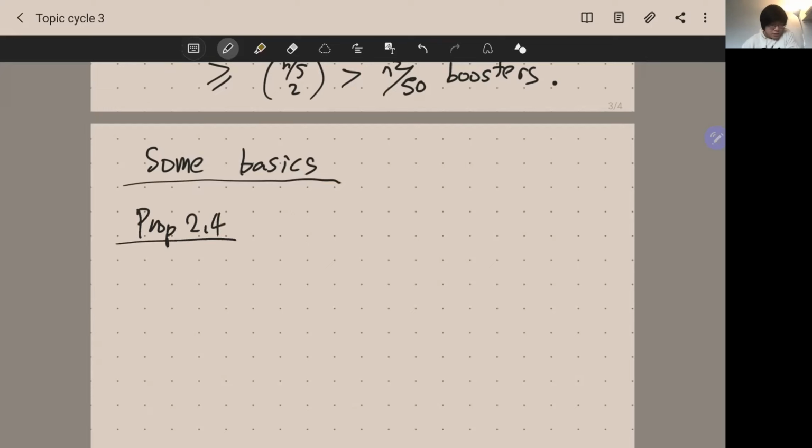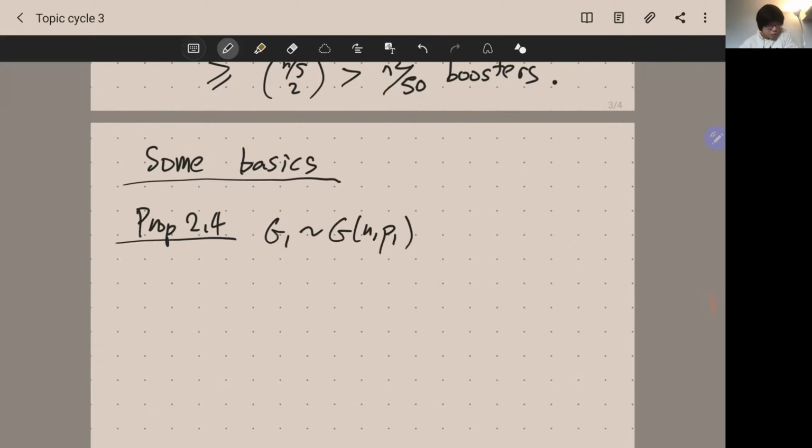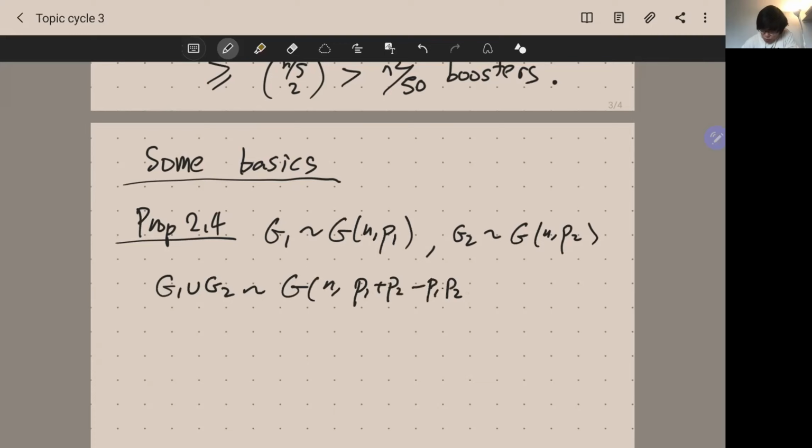It says that if we have a random graph G1 distributed as G(n,p1) and G2 distributed as G(n,p2), then if you take the union of them, it's distributed as G(n, p1 + p2 - p1p2). So just use inclusion-exclusion. It's very simple to prove this. So in particular, if we have G(n, p1 + p2), then we can imagine our random graph as the union of G1 and G2, right? That's all it means. Actually, with some surplus, we even have a minus here, but we're not going to use that.